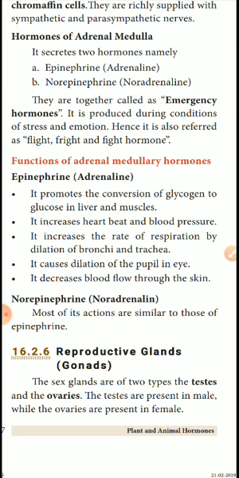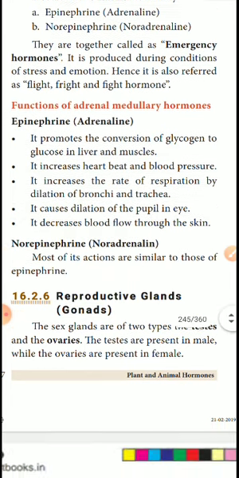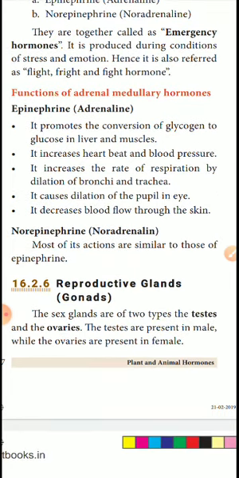One mark. It is produced during conditions of stress and emotion. When we are under overstress or affected by emotion, the emergency hormone is very helpful. So it is also referred to as the flight, fright and fight hormone. So emergency hormone and flight, fight hormone are the same: adrenaline and noradrenaline.